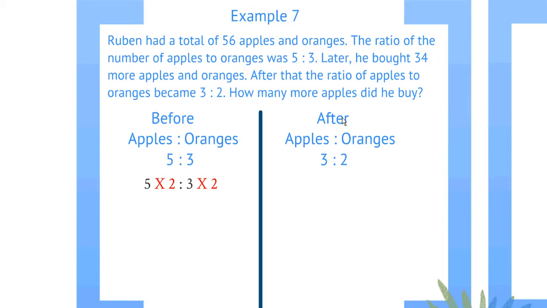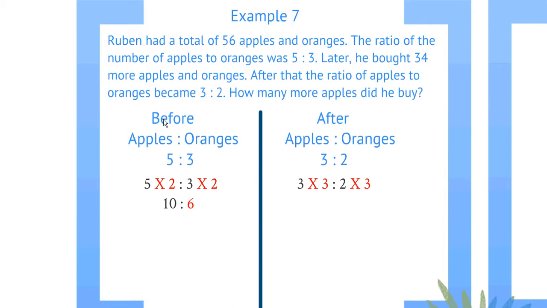Similarly, in this after column, I will multiply 2 by 3 on this side of the ratio, and likewise on the other side of the ratio I also need to multiply by 3 so that the two sides balance.